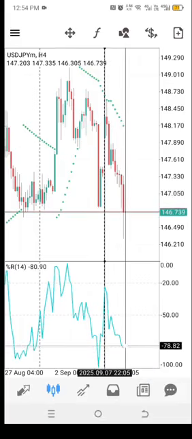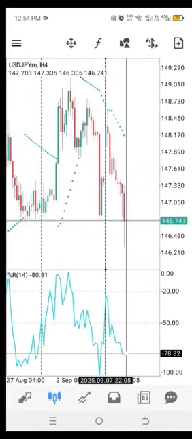So this is a very, very simple but effective strategy, guys. I need you to backtest this and try it out on your demo account before going live, and you thank me later.